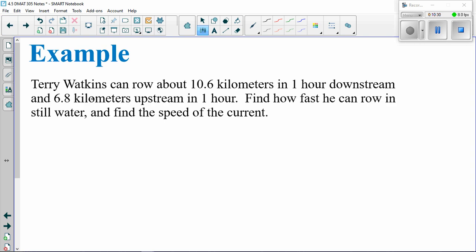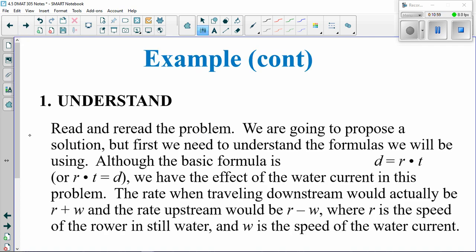Oops, back up. All right, so Terry Watkins can row about 10.6 kilometers in 1 hour downstream. So think about when you're going downstream, you're going with the current, so you're going to be going faster. And 6.8 kilometers upstream, so you're going to be moving slower because you're working against the current. Find out how fast he can row in still water, and then find the speed of the current.